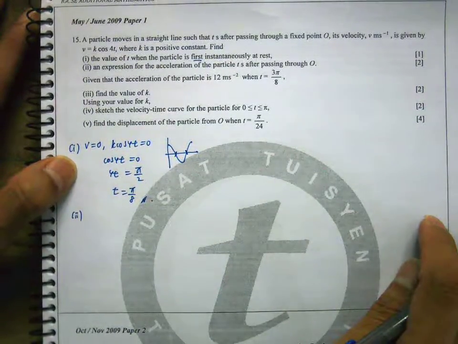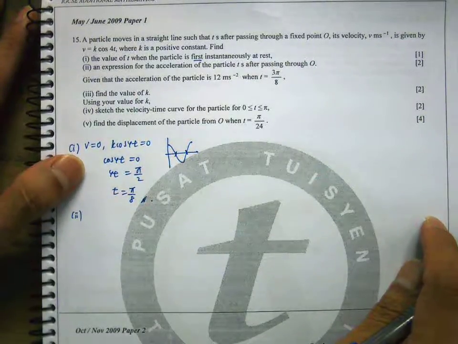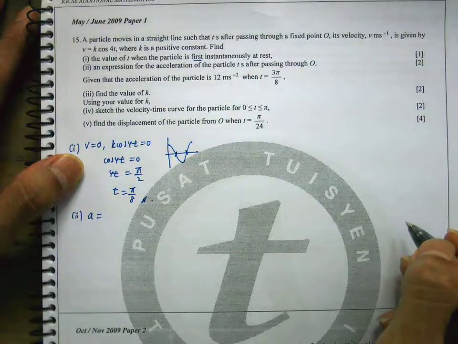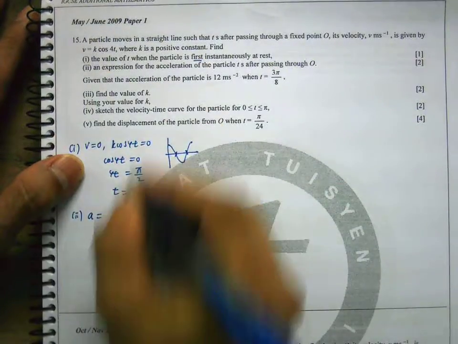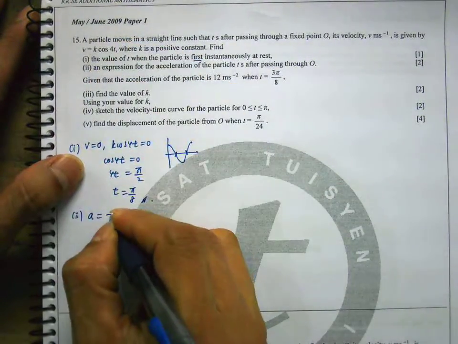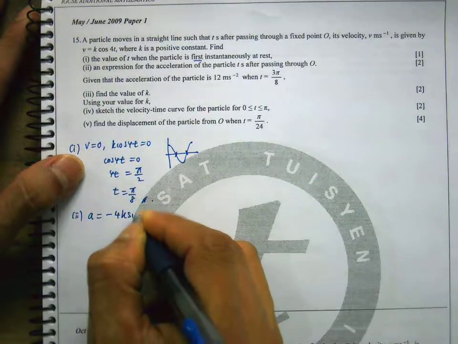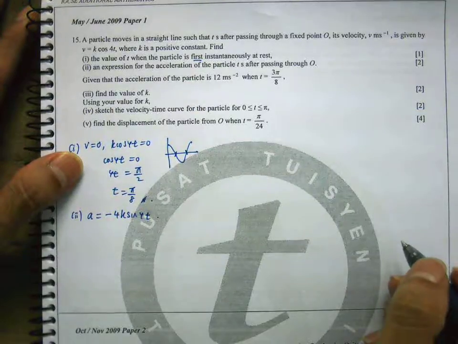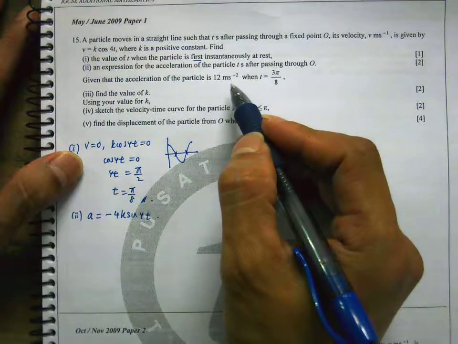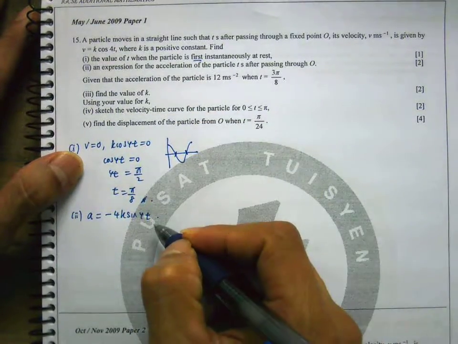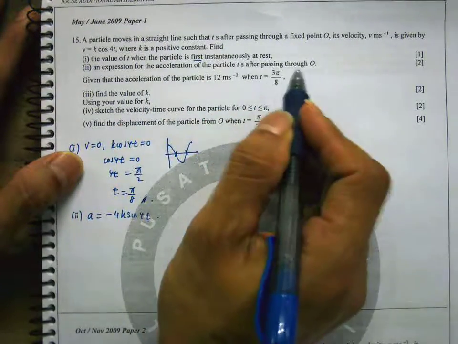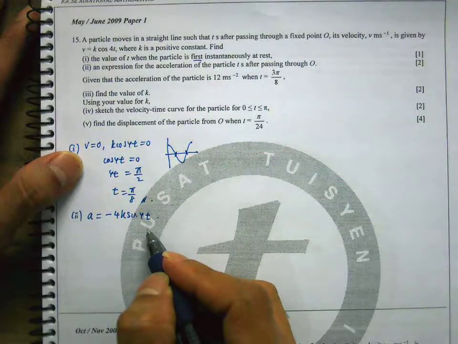Okay, second part. Find the expression for acceleration. Acceleration is when you differentiate what? Differentiate velocity, you get acceleration. Differentiate cos, you get negative 4k sin 4t. Alright? Now then they say... wait, is there anything else that I missed out? Expression for the acceleration of the particle at t seconds. Actually, that's alright.